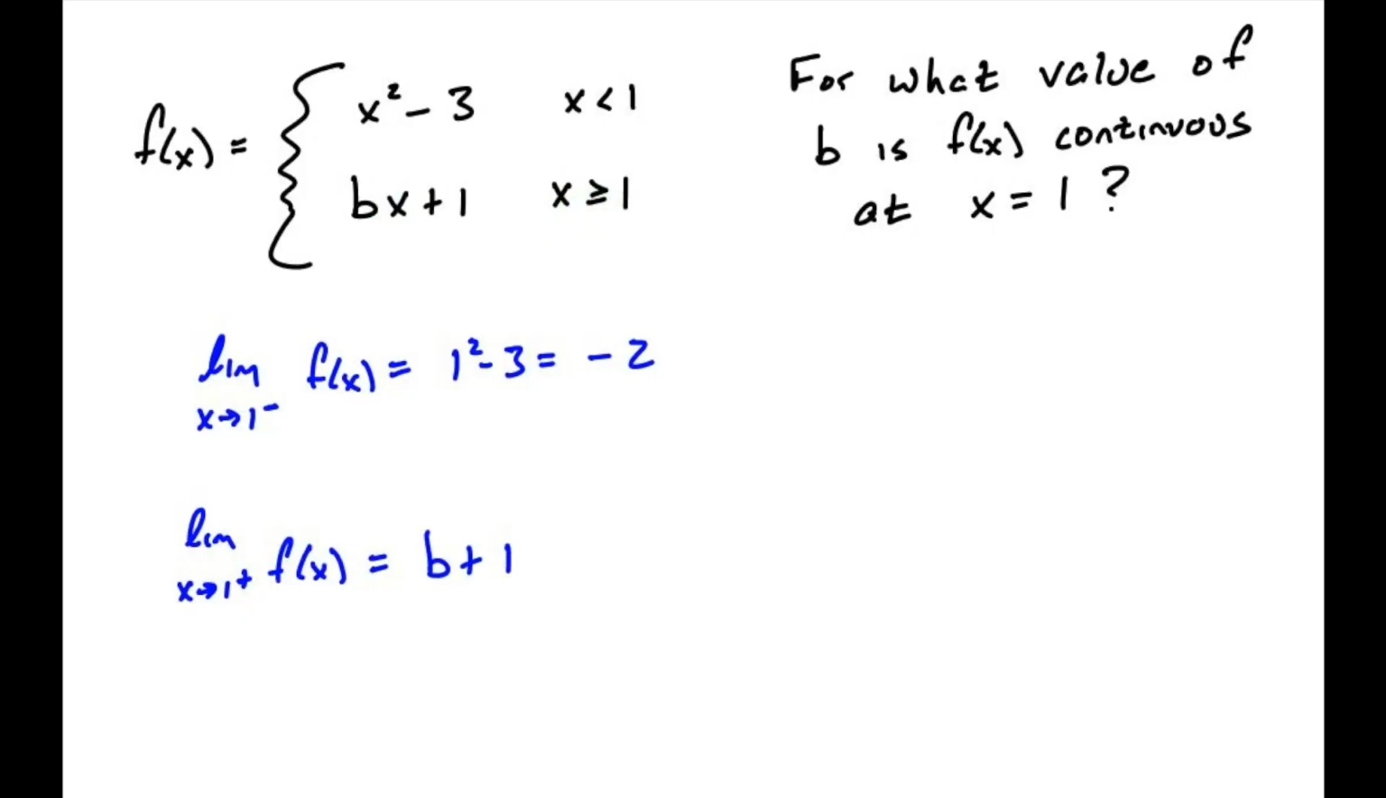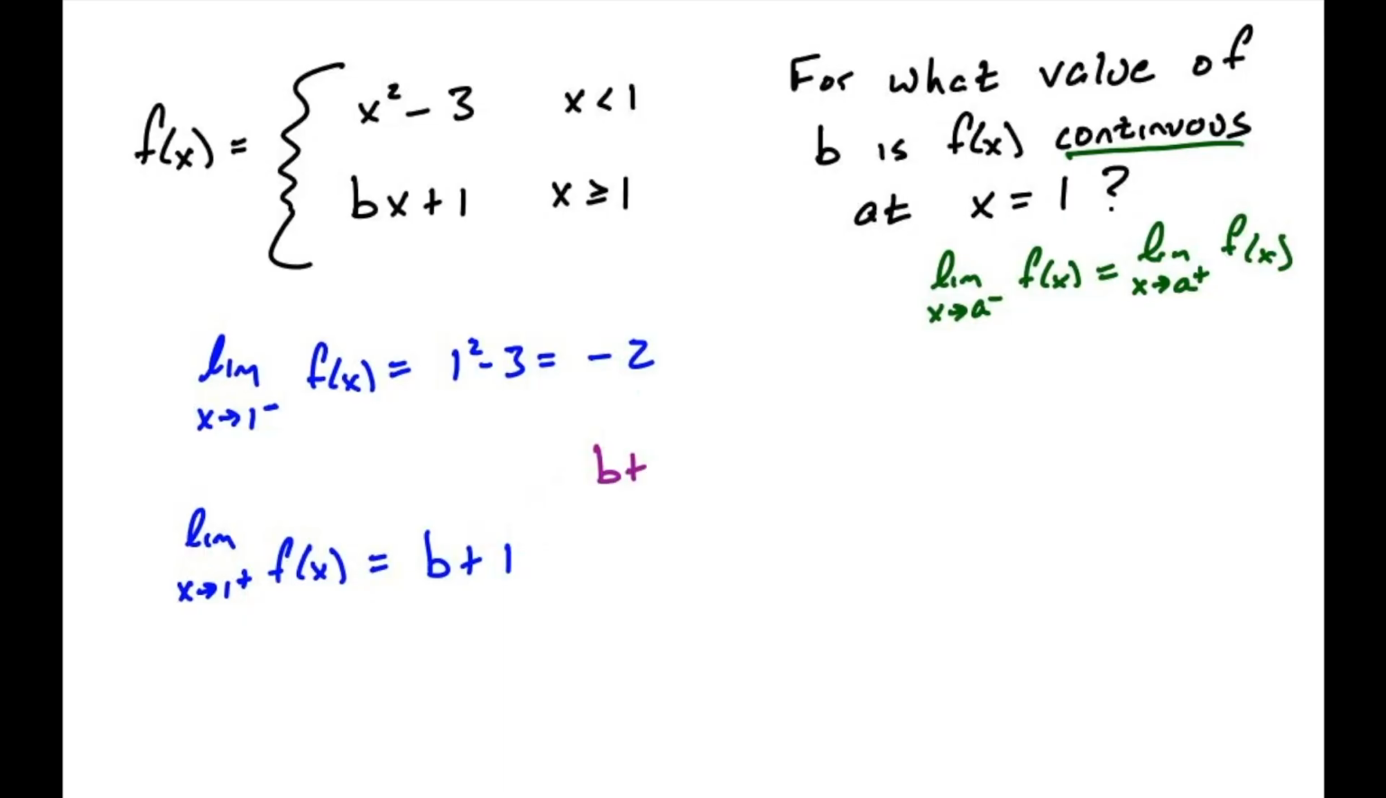And we know that in order for a function to be continuous at a point, we need the limit as x approaches that point, we'll just call it a, from the left of our function to equal the limit as x approaches a from the right of our function. That's what we're looking for here. We need that to happen. We already found the two limits, the limit from the left and the limit from the right, which means these two have to equal each other.